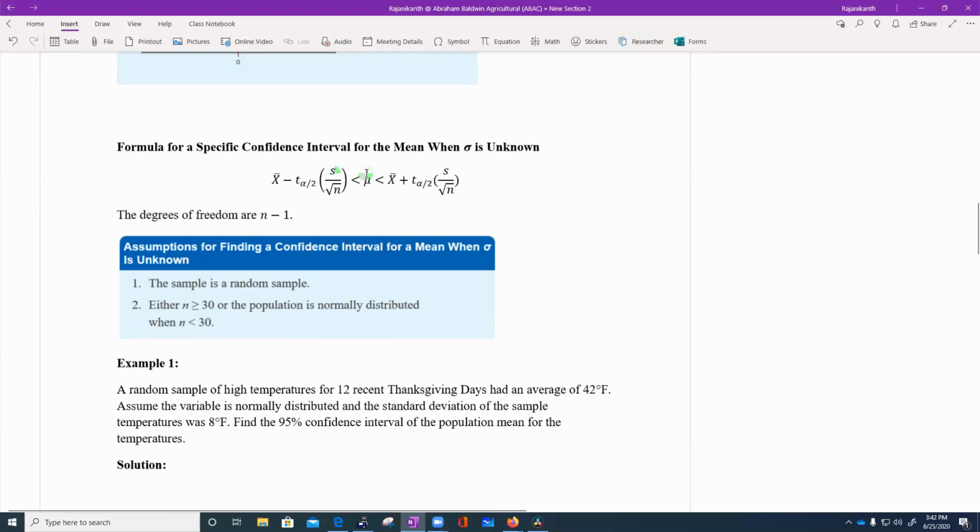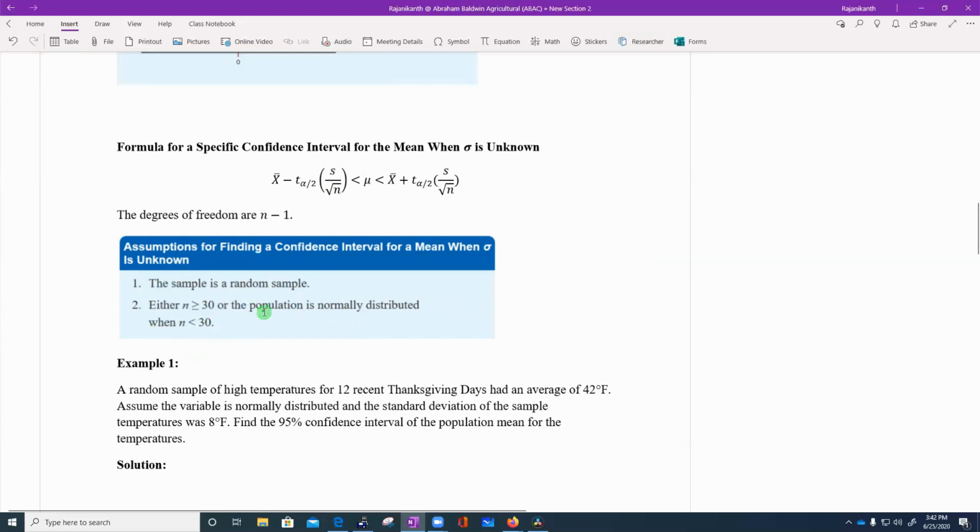Now the assumptions for finding the confidence interval for this case are again like earlier. We have a couple of assumptions. The sample is a random sample, and either the sample size is 30 or bigger, or the variable is normally distributed when n is less than 30.